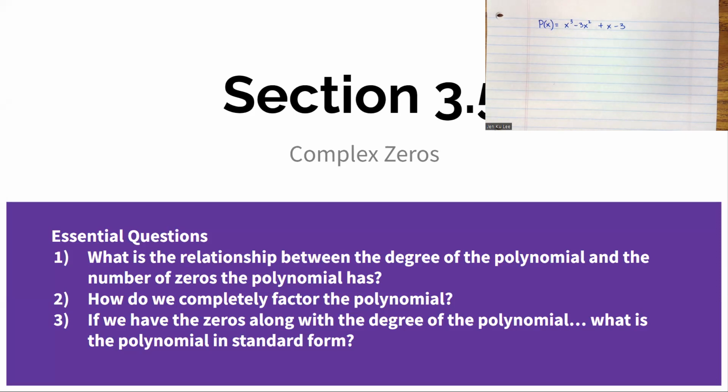So the essential questions for today are: number one, what is the relationship between the degree of the polynomial and the number of zeros the polynomial has? Number two, how do we completely factor the polynomial? And number three, if we have the zeros along with the degree of the polynomial, what is the polynomial in standard form? Okay, so those are our essential questions, and that's what we're going to answer today.